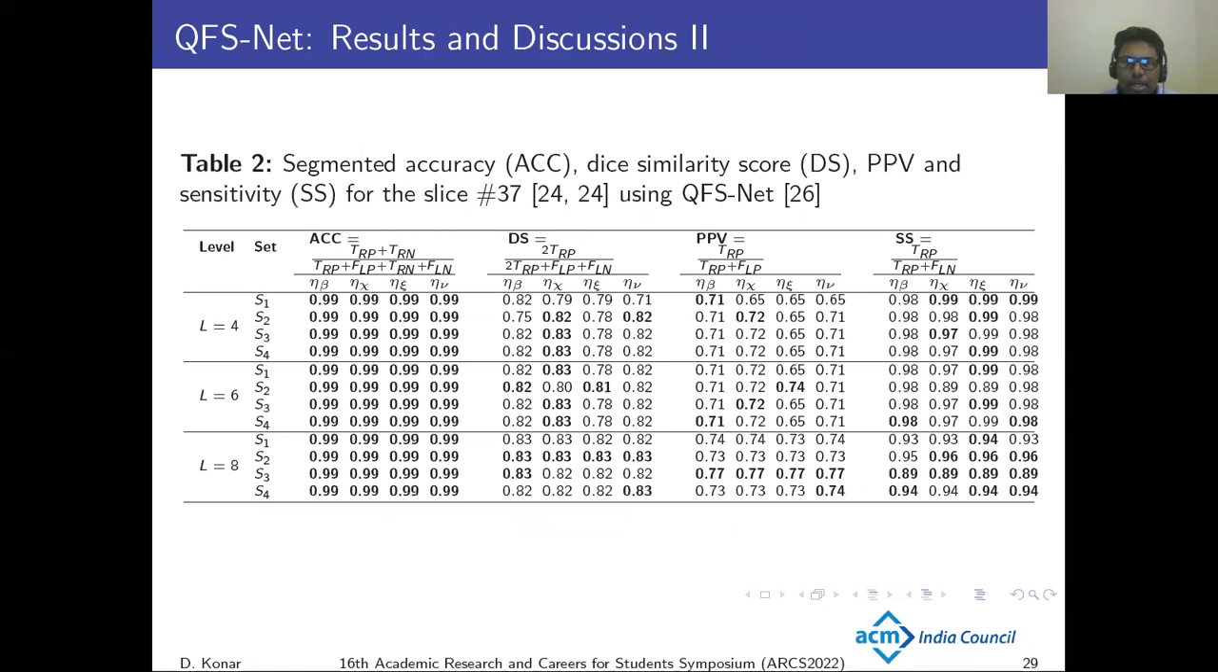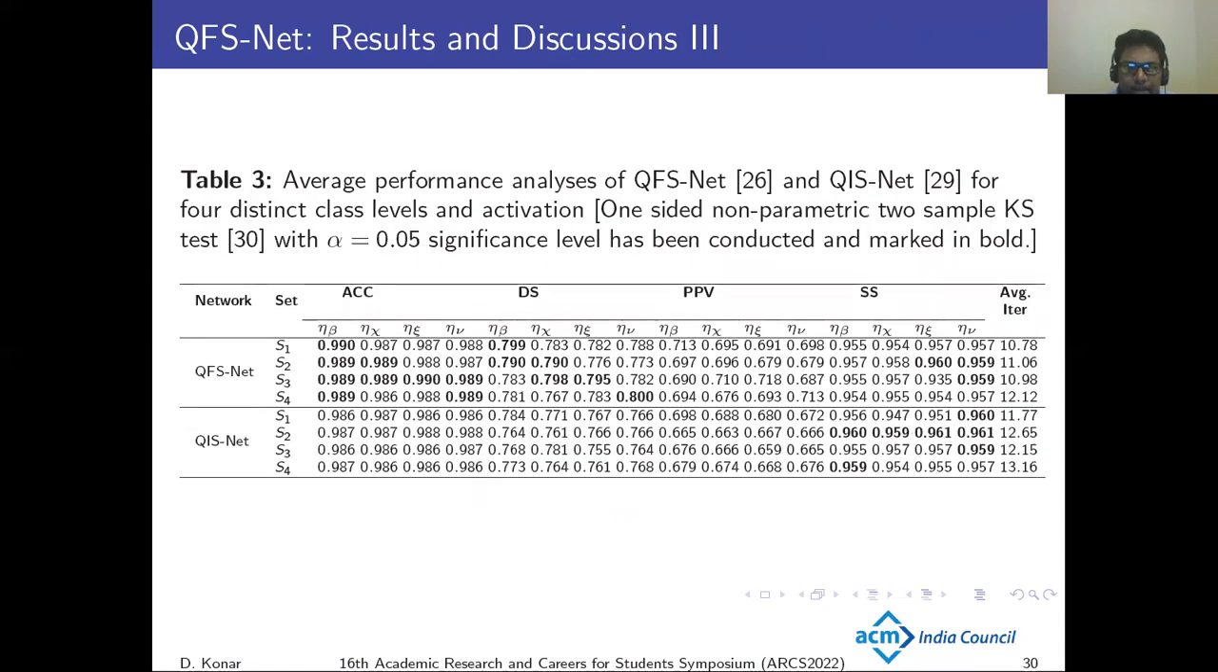And this is for brain slice images, for slice number 37, from the two datasets we have used. One dataset is the BRATS dataset, and the other is from the Nature data repository. So these are the accuracy, dissimilarity, positive pixels, and sensitivity. As you can see, for a particular slice it gives us a dissimilarity of 0.83. You know that dissimilarity is considered very vital in medical image segmentation. So these are the overall accuracy and dissimilarity.